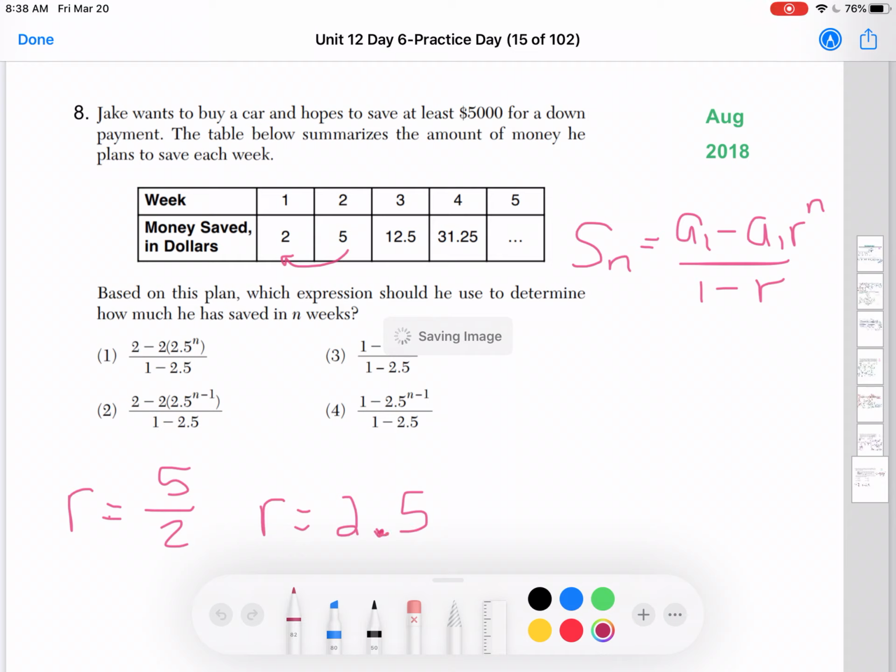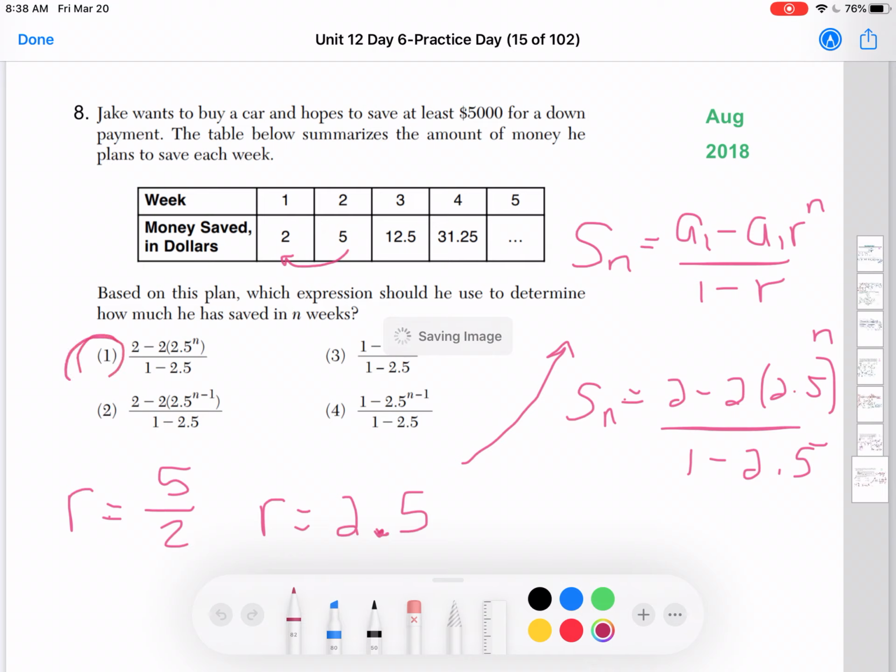And let's plug into our formula. So S sub n equals the first term minus the first term times the common ratio raised to the nth power, over 1 minus your common ratio. And looks like we got choice 1.